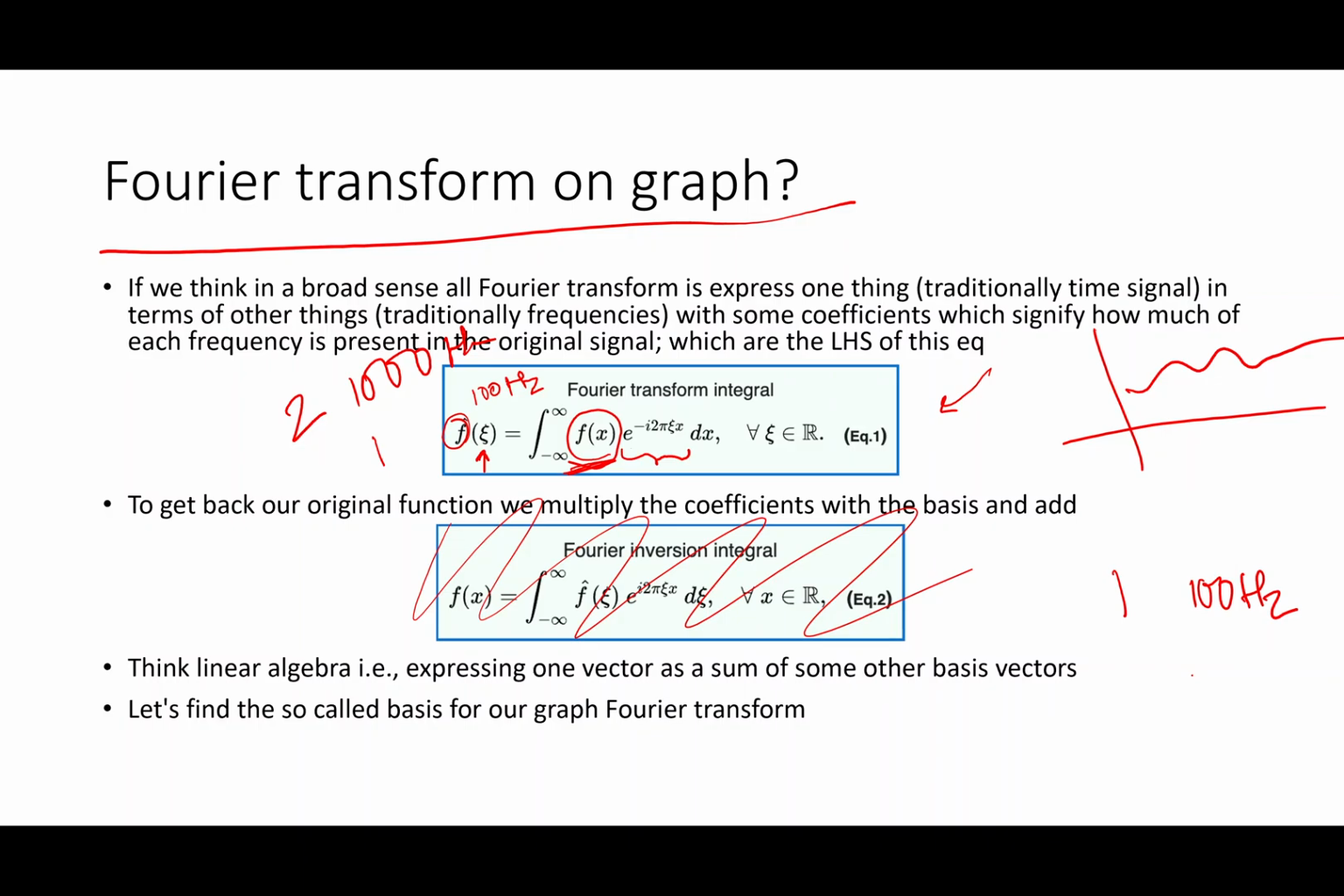So let's find what this so-called basis will be for our graph Fourier transform. So my idea is that we have a graph, and for Fourier transform, what I'm going to do is, instead of representing it as nodes and edges, I'm going to represent it in some other basis. So now my next question will be, what is this basis? How will we ever find a basis for a graph? I mean, what does that even mean?